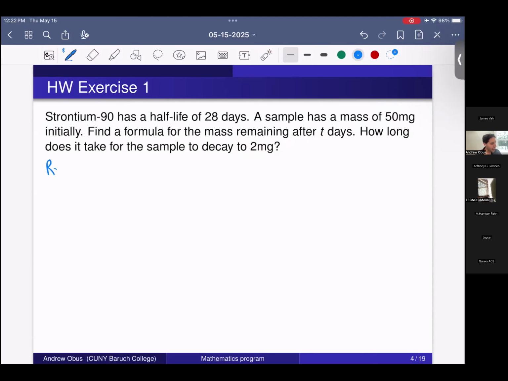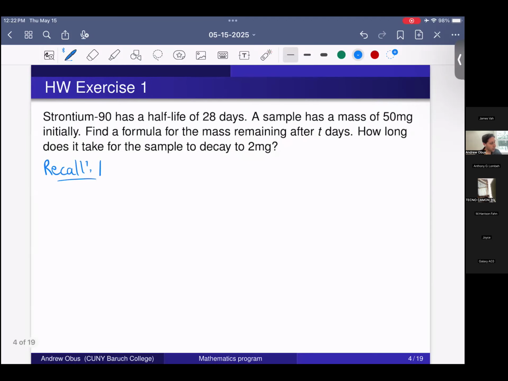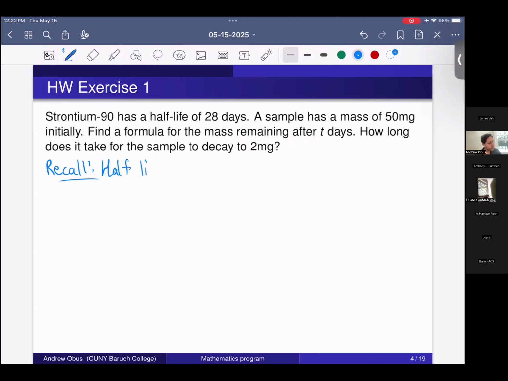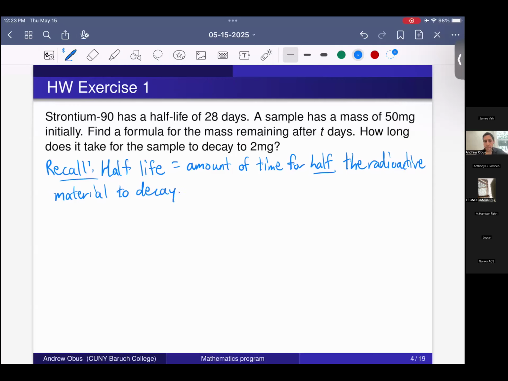And maybe I should recall what a half-life is. Recall, half-life equals the amount of time for half the radioactive material to decay. Okay. So this is what the definition of half-life means. It's the amount of time for half the radioactive material to decay.